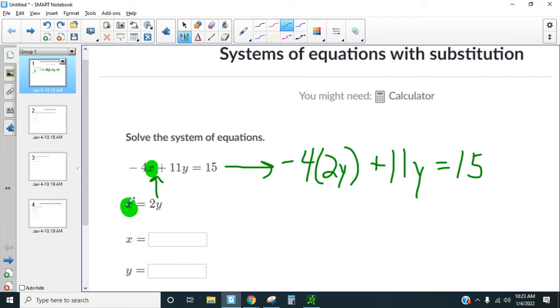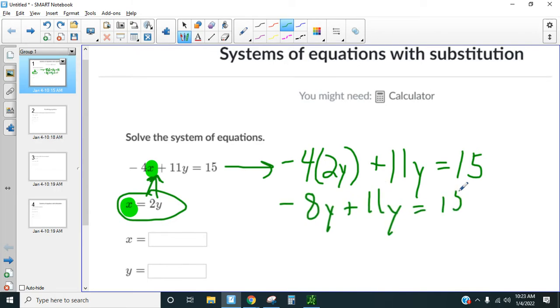We do have to multiply, though. Right? So this is the most important part. Wherever there was an x, I'm going to plug in a 2y. Now what does it say? It says negative 8y plus 11y equals 15. How many variables do we have now in this one equation? One. Now we can solve for that one variable, right? Because we substituted the x with a y.